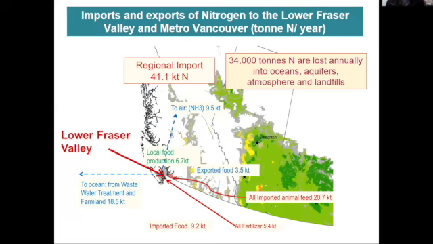So we tallied it all up, and what we found, for example, here's nitrogen, next slide will show you phosphorus, is that annually we import 41,000 kilotons, that's 1,000 tons of nitrogen into the region. And of that, 34,000 tons every year is basically lost. It's lost to the atmosphere by volatilization, it's lost by leaching into the aquifer and by runoff and even into landfills. So 34,000 tons of nitrogen are brought in every year that are lost.